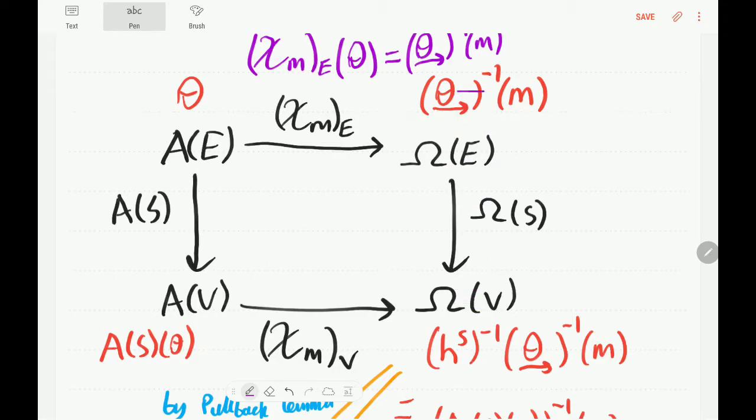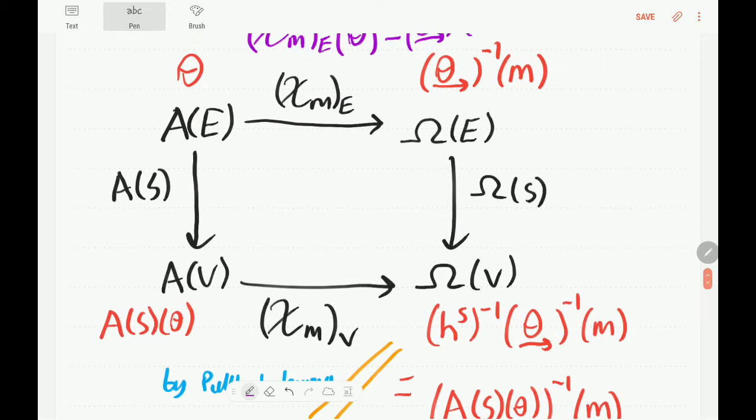So we can write this result as the pullback of the pullback. So if we get the pullback of M along theta under arrow, and then we pull that back along H S, then that'll be the result of doing these operations starting with theta going along the top and the right of this square.